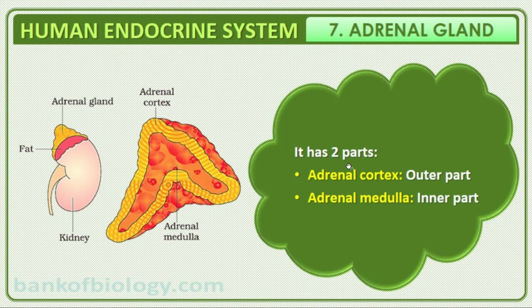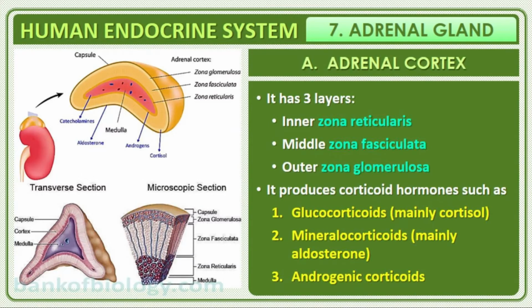The adrenal gland has two parts. Adrenal cortex, the outer part, and adrenal medulla, the inner part. Here, see, adrenal cortex on the outer side, and the inner medulla, adrenal medulla, the inner part. Now we can start with the adrenal cortex.